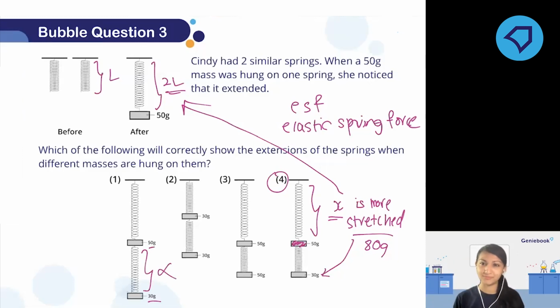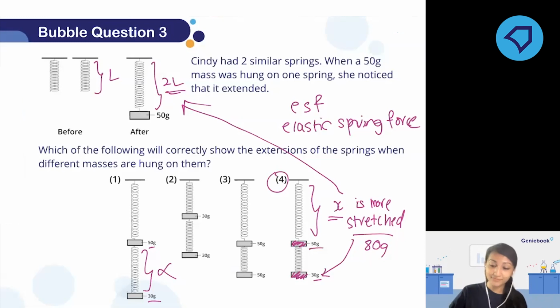Nah. Okay, don't worry. If you don't get it, just remember, the heavier the mass, the higher the mass, the more the spring will stretch. And if you have 2 mass here, the top most spring was stretched by taking into account the 2 mass, means the total of 80 gram.